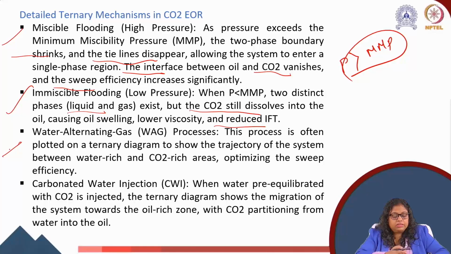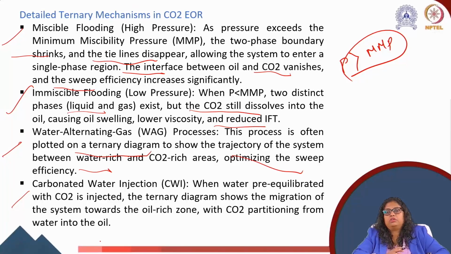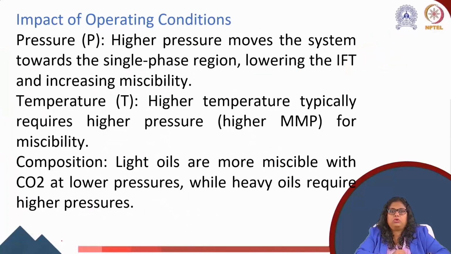Then we do have another ternary mechanism in EOR, in the case of water alternating gas processes. This process is often plotted on a ternary diagram to show the trajectory of the system between your water-rich and CO2-rich areas, optimizing the sweep efficiency. Then another one, we do have carbonated water injection, CWI. When water pre-equilibrated with CO2 is injected, the ternary diagram shows the migration of the system towards your oil-rich zone with CO2 partitioning from water into the oil.